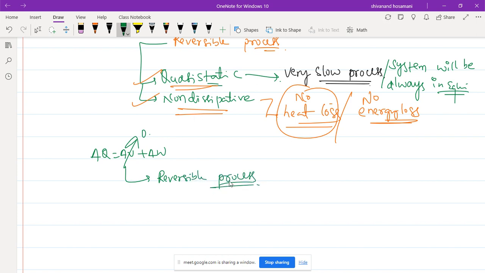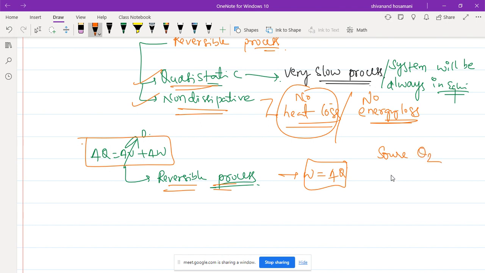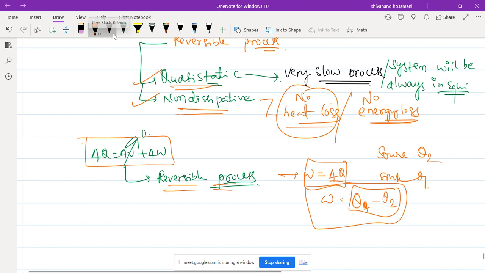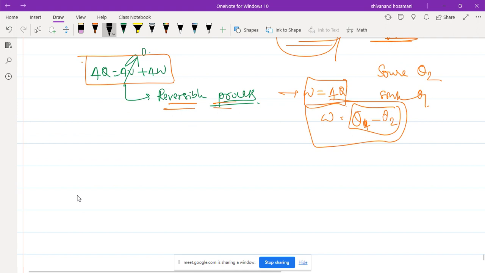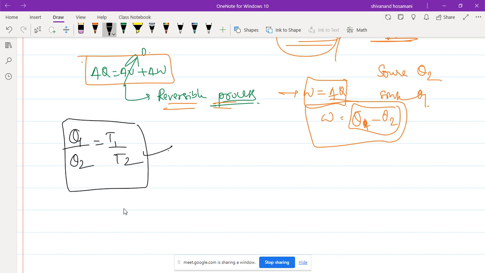We define this as a quasi-static process. Then delta W is equal to delta Q, so work done is equal to the change in heat energy. We took the source as Q2 and the sink as Q1. The difference between Q2 and Q1 is actually the work done, isn't it? Therefore, work done is equal to Q2 minus Q1. In the same way, as Q1 and Q2 are both temperature dependent, I can rewrite this as Q2 divided by Q1.